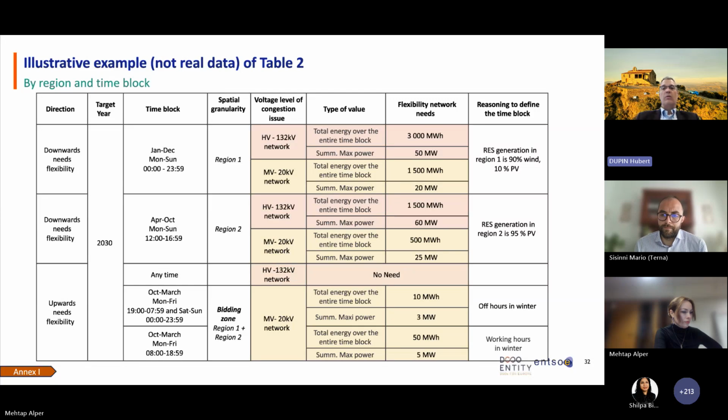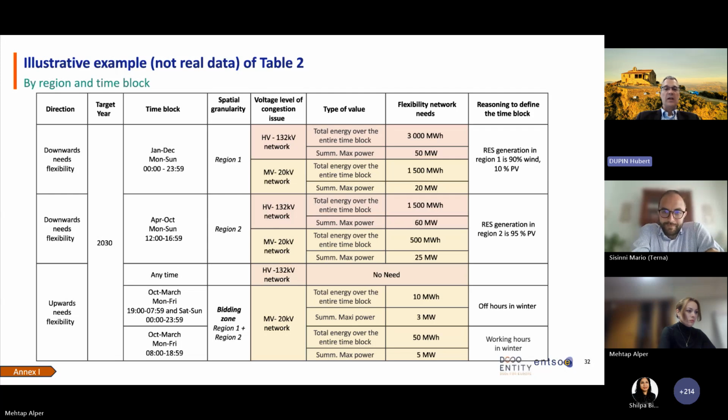And also, we can provide the reasoning. Why do we need such flexibility needs? That is also for policymakers, but that is also valuable information for system operators, transmission system operators, to fine-tune system needs.